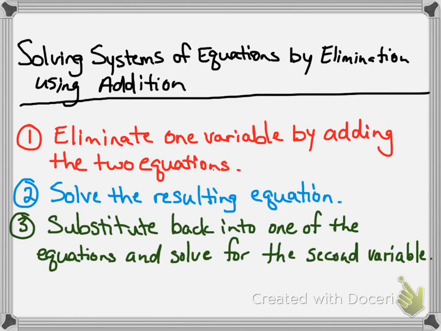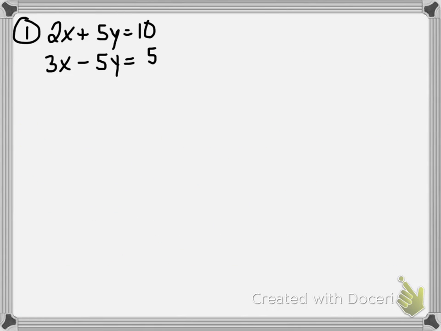Alright, so this is a quick lesson on solving systems of equations by elimination using addition. So the steps for this are to eliminate one variable by adding the two equations. Then we're going to solve the resulting equation. And then the last thing we'll do is substitute back into one of the equations and solve for the second variable. So if we take a look here at the first example, again this is solving by addition.